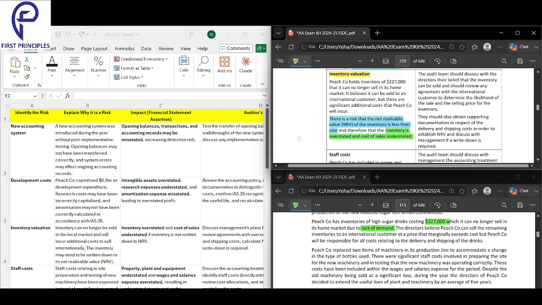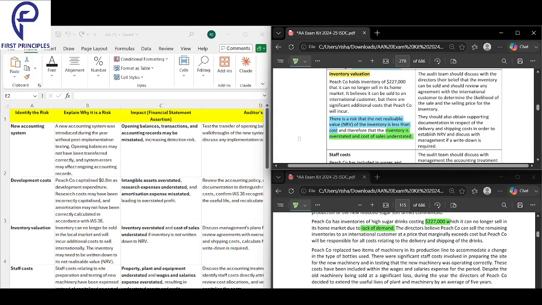So first of all, what is the risk? The risk is that demand has fallen. Because demand has fallen, your NRV has fallen below cost. And inventory should always be recorded at the lower of cost and NRV. So what you should do is record the inventory at the lower of cost and NRV. Here the inventory is recorded at cost only. And if that is the case, then your inventory is overstated.